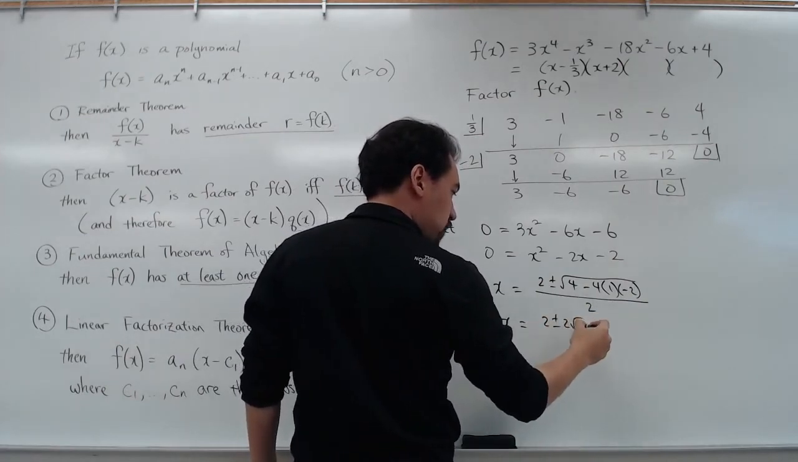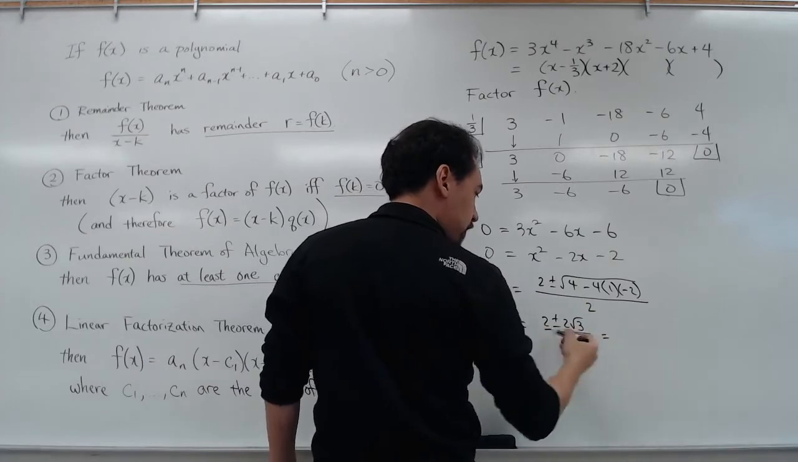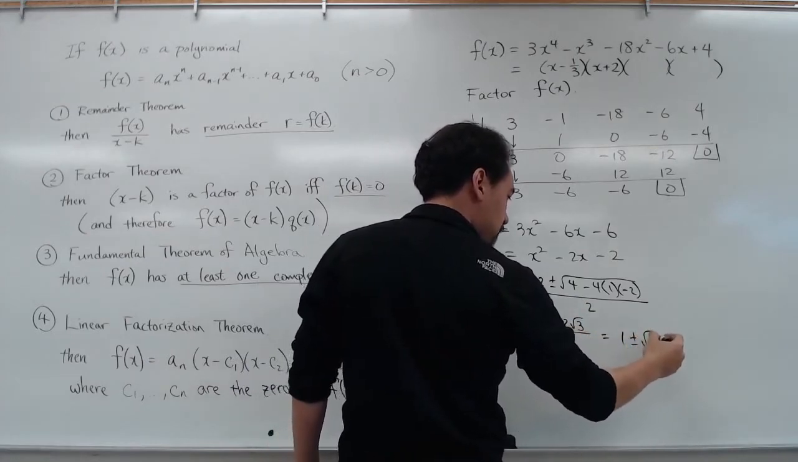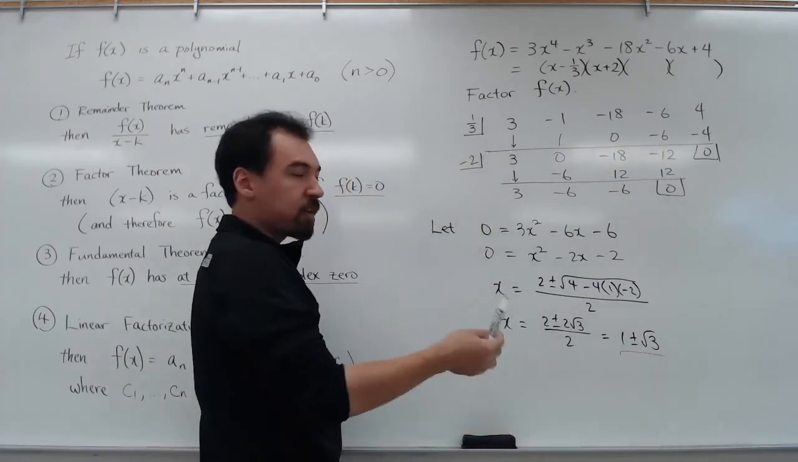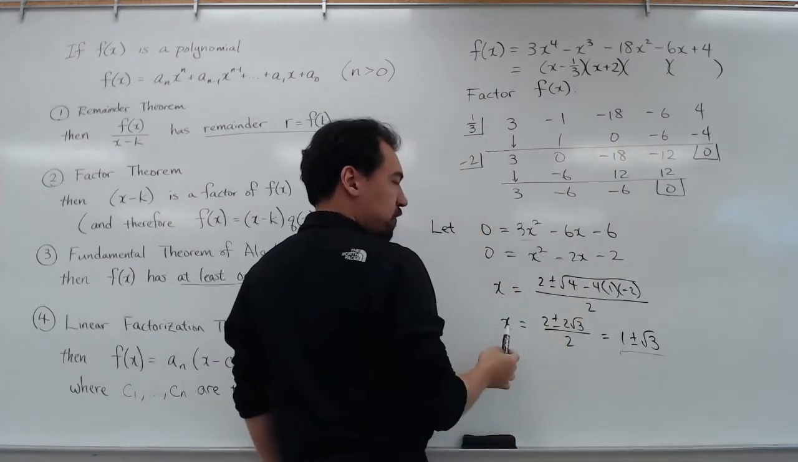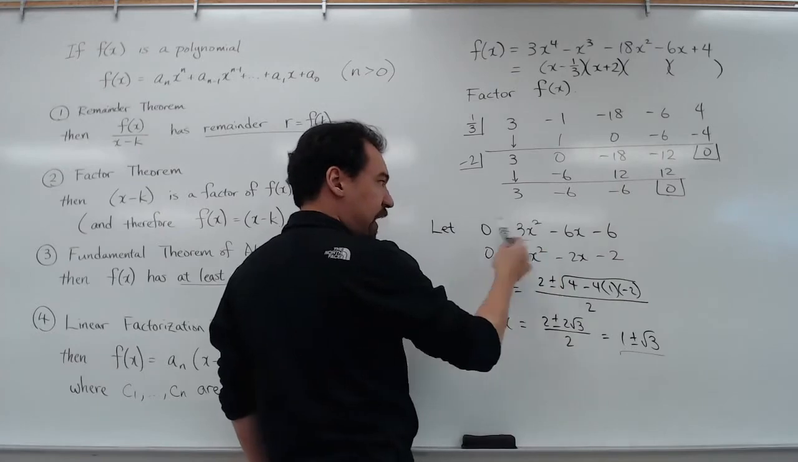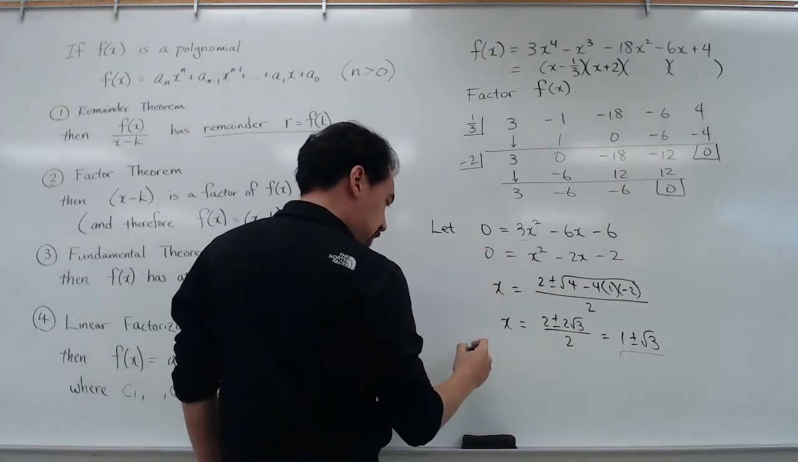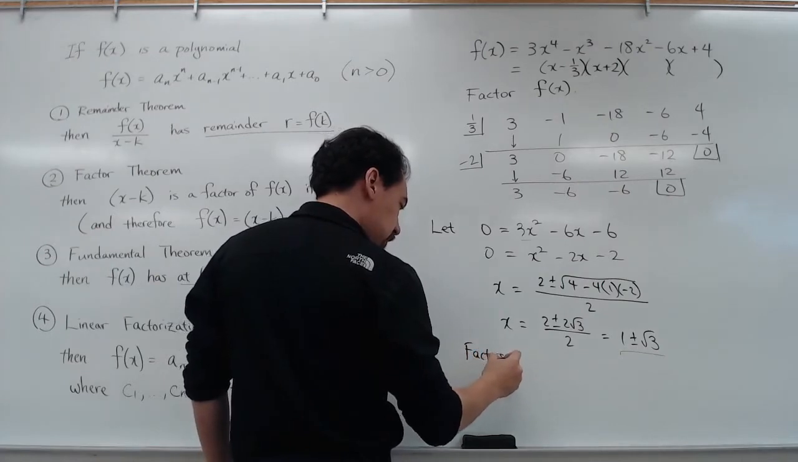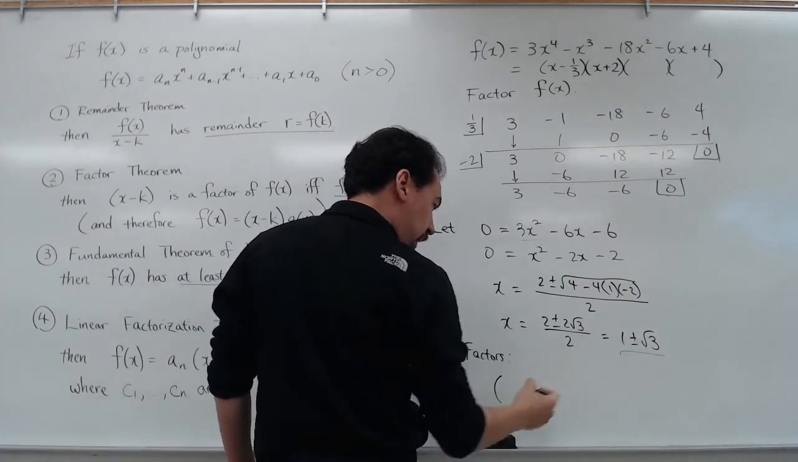So then I get 2 root 3 all over 2, which I can simplify to 1 plus or minus root 3. So I understand these numbers are the zeros of this polynomial, because if I plug those numbers into x, I do indeed get 0, which means the factors are x minus each of those numbers.